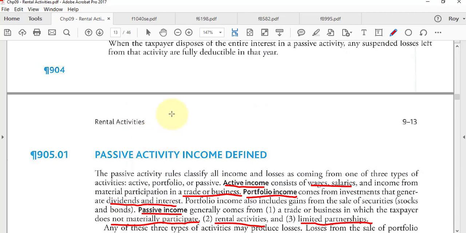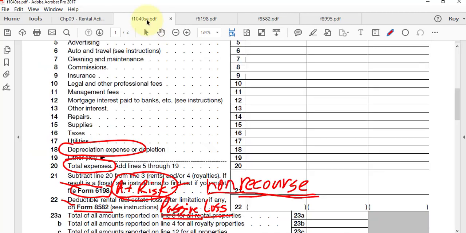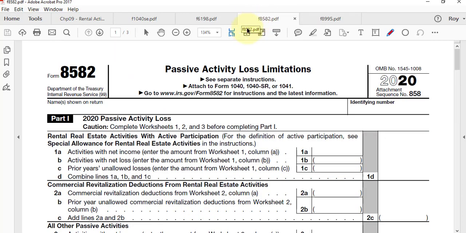So again, the amount of loss that you have for the year is probably here in the previous line, and the amount you get to deduct is going to be here now in line 22, coming from this Form 8582. So let's take a look at that Form 8582.